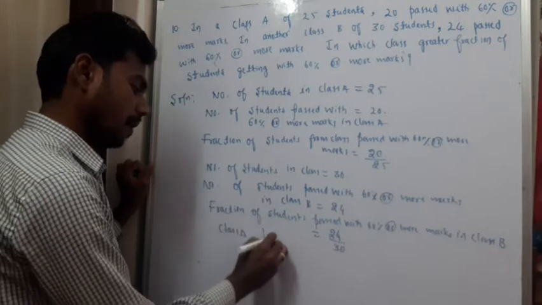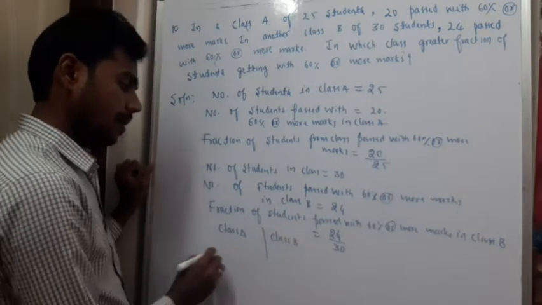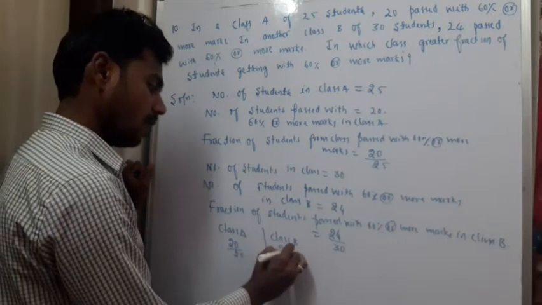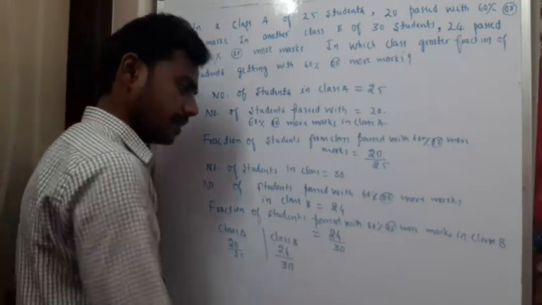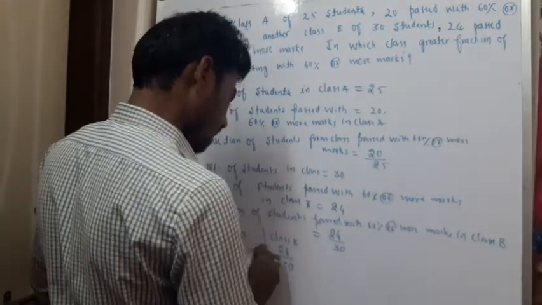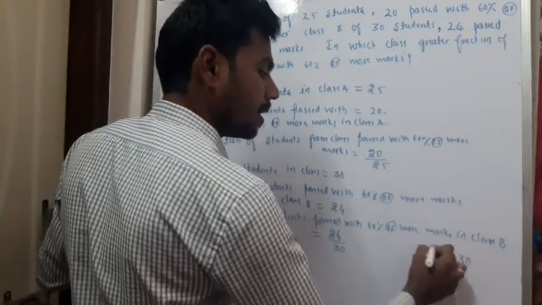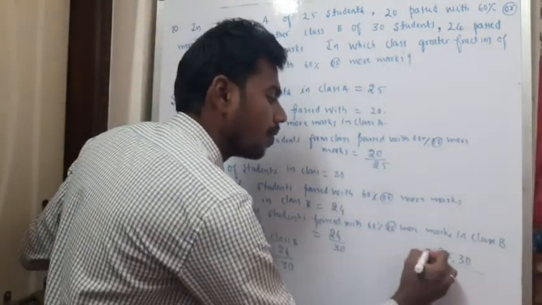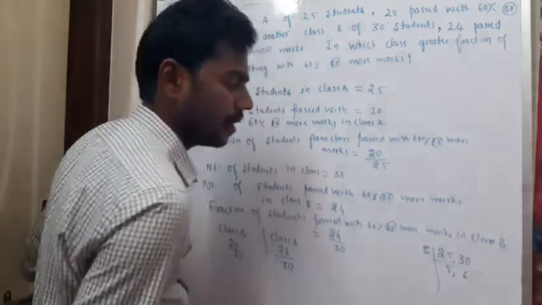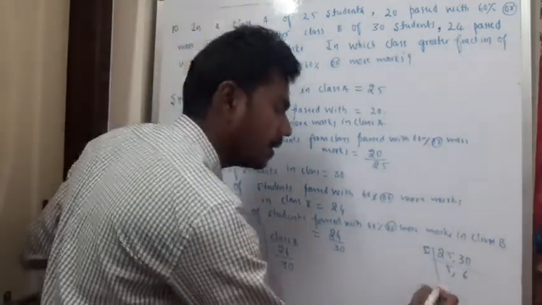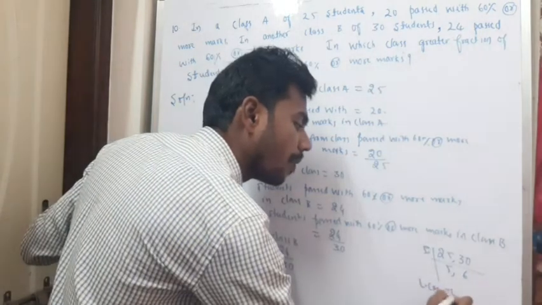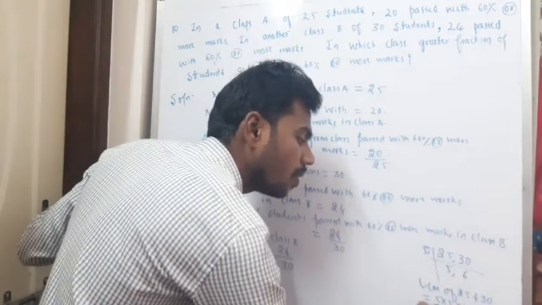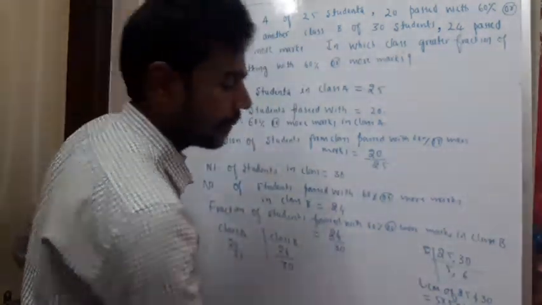So if you compare class A, class B, this is 20 by 25, 24 divided by 30. Take the LCM of 25 and 30. 5 is the least prime number which divides 25 and 30. So 5 5s are 25, 5 6s are 30. 5 and 6 are co-prime. We can stop at that particular point. So LCM of 25 and 30 is equal to 5 into 5 into 6, which is 25 6s are 150.